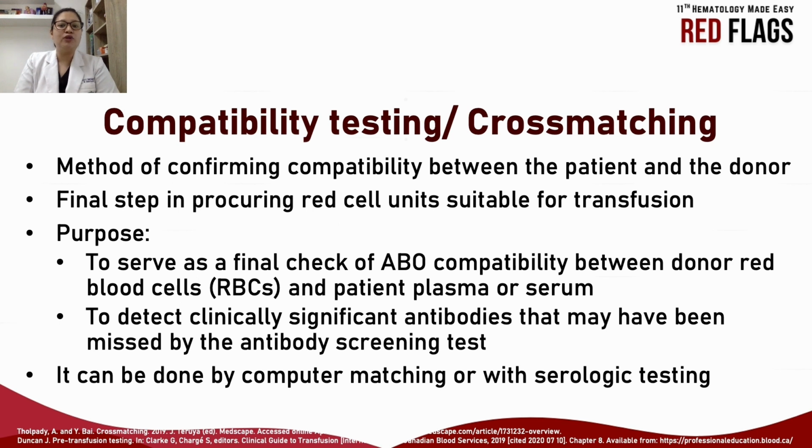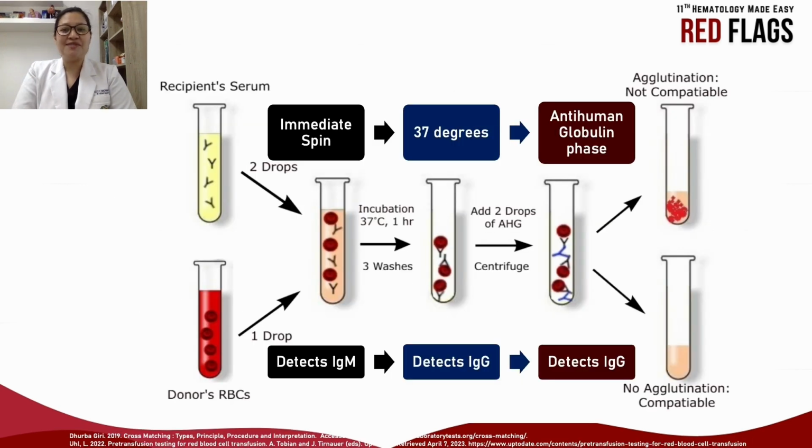It can be done by computer matching or with serologic testing, depending on current and historical antibody results. Cross-matching is based on the principle of serological detection of any clinically significant irregular or unexpected antibodies in either donor or recipient's blood. Patient's plasma is mixed with donor cells. The sample is centrifuged at room temperature and examined for hemolysis or macroscopic agglutination either immediately, the immediate spin phase crossmatch, or following incubation with the anti-human globulin, the AHG crossmatch.